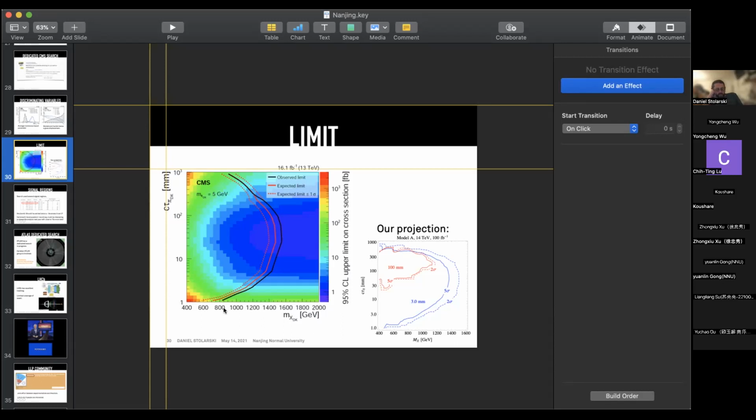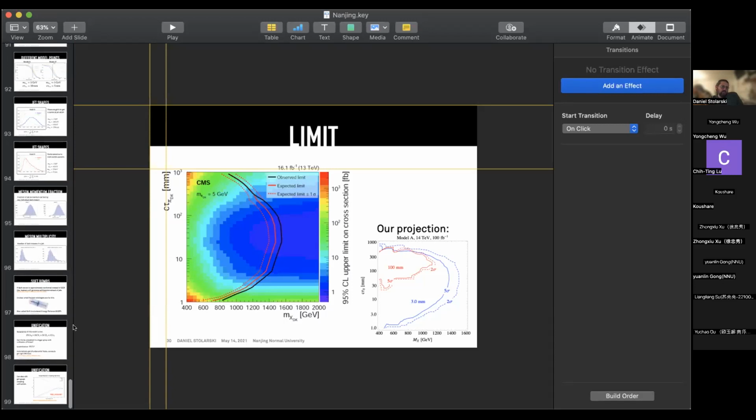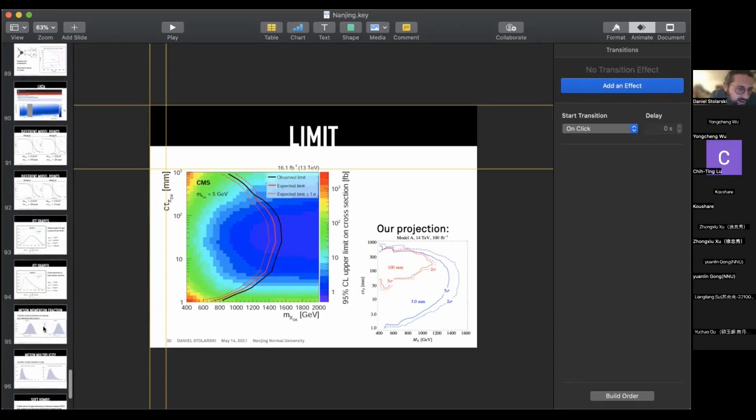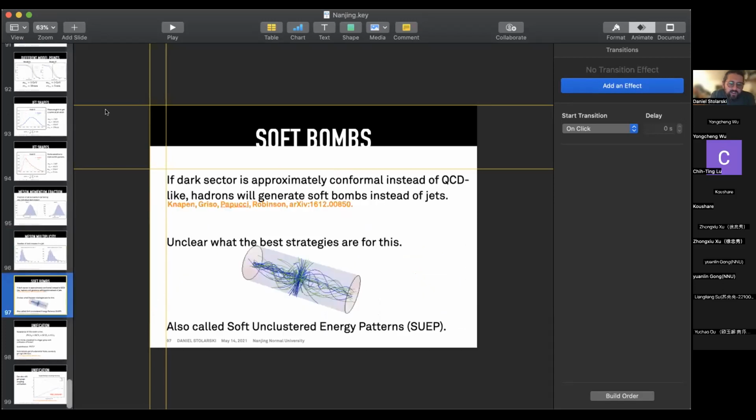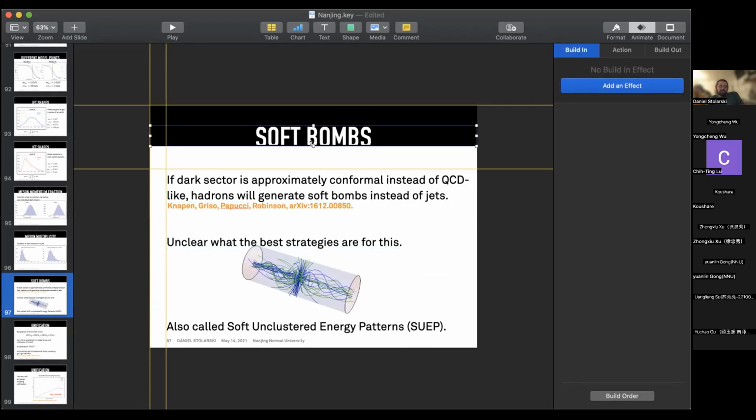That's a good question. If you have any kind of strongly coupled physics, you expect this kind of high multiplicity soft radiation. If you're asking about specific models in the literature, I do have a backup slide on this paper by Simon Knappen et al. They called it soft bombs, but I think now we call it SOUP, soft unclustered energy patterns. It's not emerging jets because they're not angularly clustered, it's more like 4-pi radiation.